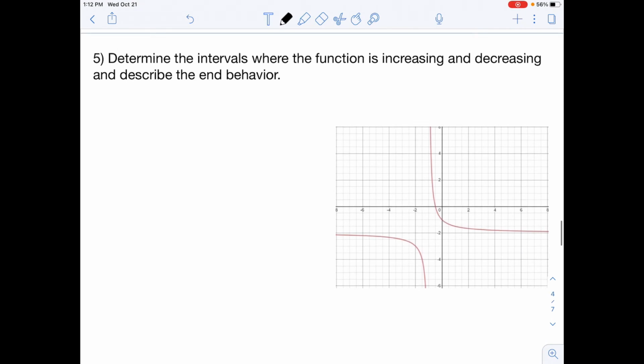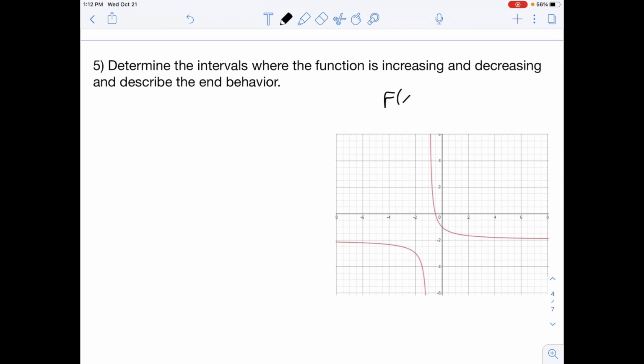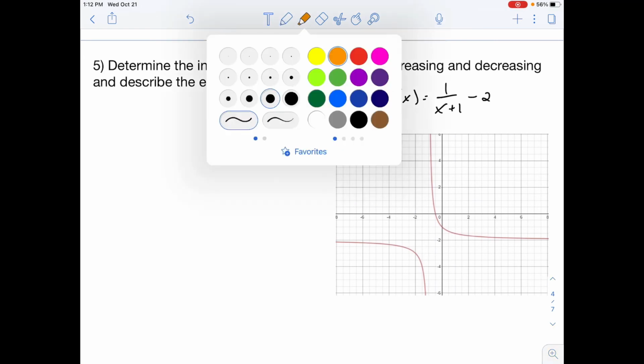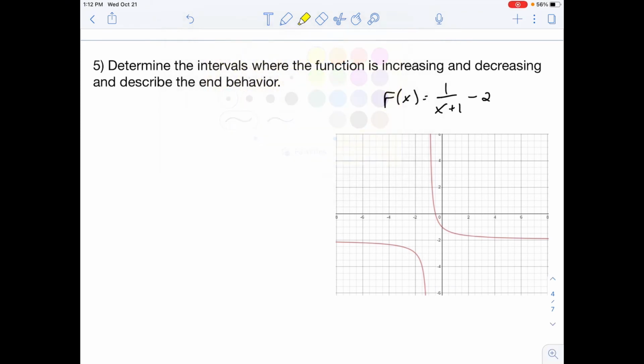So this is definitely a unique function here. It's a rational function, and this is 1 over x plus 1 minus 2. So what you're going to notice here is we have a vertical asymptote here, which is at negative 1, and then we have a horizontal asymptote here, which is at negative 2. Y equals negative 2. So we got a VA here at x equals negative 1, and we have a horizontal asymptote here, y is equal to negative 2.